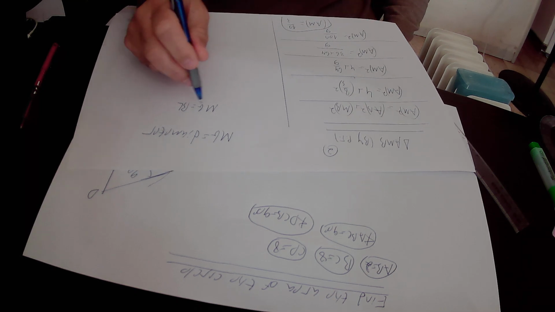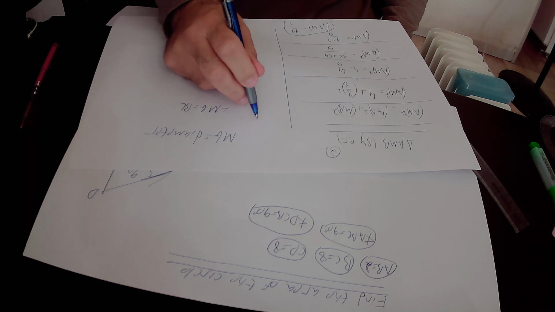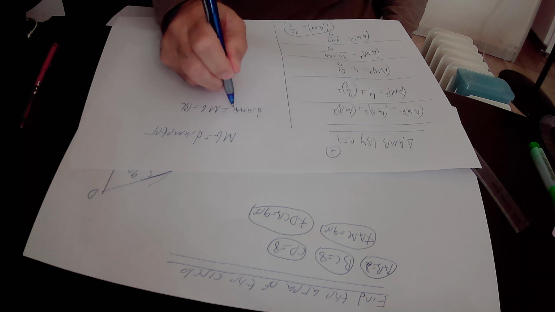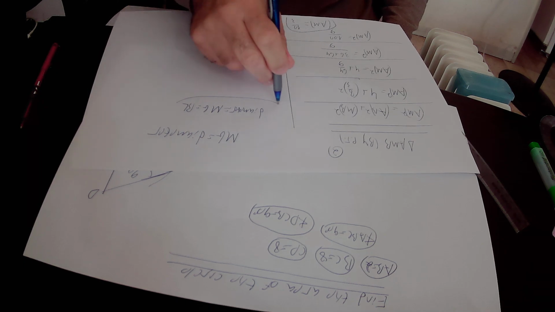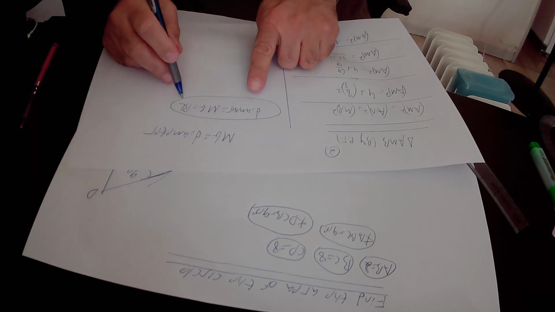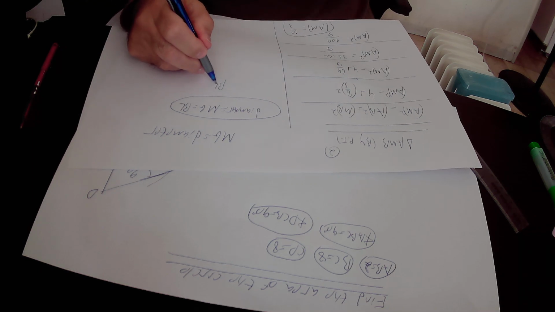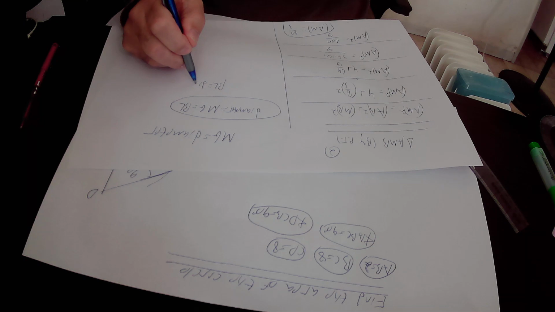But MG is the diameter of the circle. From this equation, we will derive that BL is also the diameter. BL is the diameter of the circle.